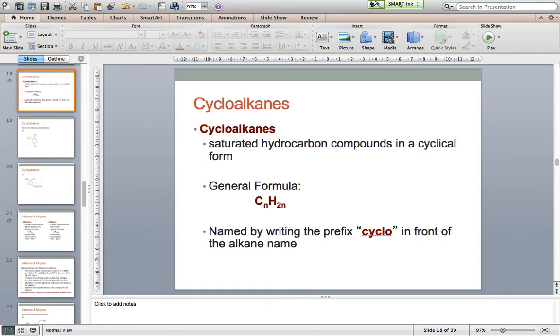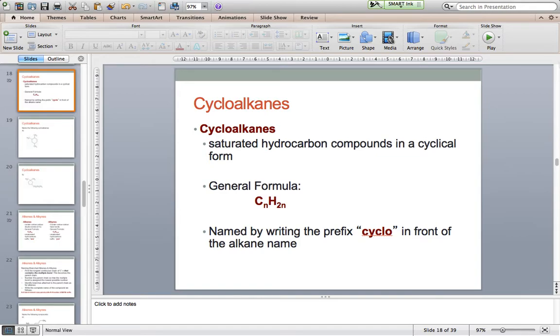Now what happens when we take that chain and we decide, well, we're actually going to make a cyclical or ring-shaped molecule of this so that there's no beginning and no end. And what we get there is a class of compounds called cycloalkanes. So again, cycloalkanes are saturated because there's only single bonds, but instead of taking that straight chain form, they have a cyclical form.